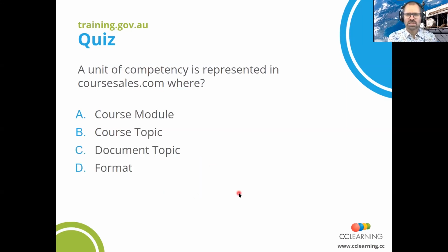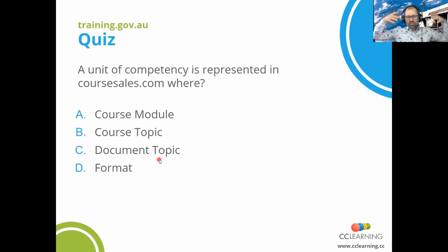Okay, a unit of competency is represented in coursesales.com where? So where do we find the details of a unit of competency? We're going to be talking about this a lot over the next little while, so this is pretty important to know. You might think it's the topics, either the course topic or the document topic.